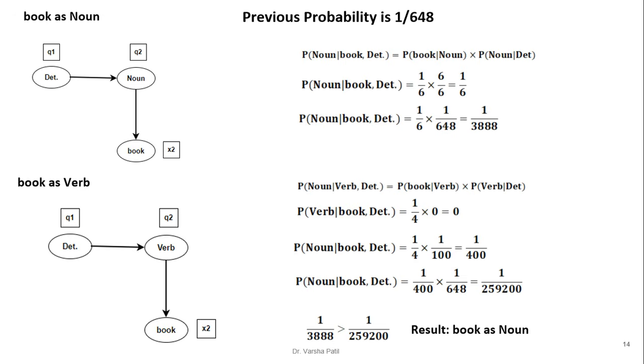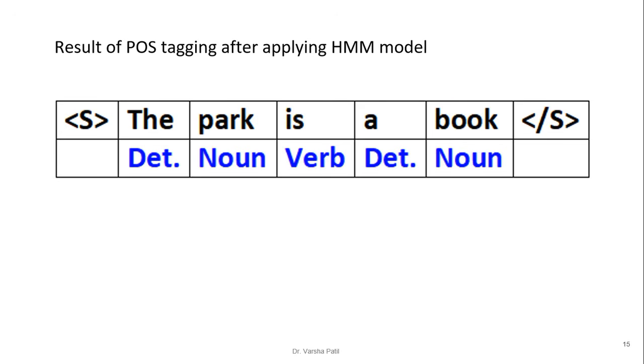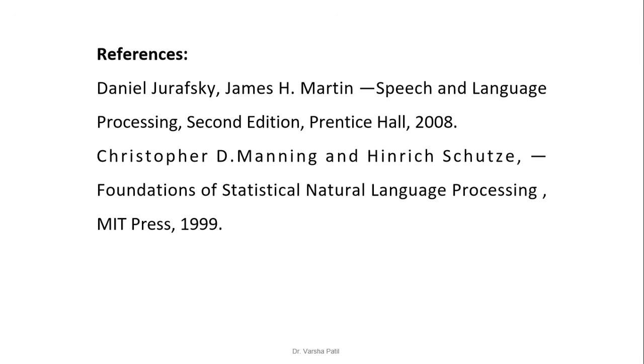So in this way we resolve the part of speech tag ambiguity. Now the result of the POS tagging after applying the HMM model is: the is determiner, park is noun, is verb, A is determiner and book is noun. So in this way we automatically assign a part of speech tag to each word. So this is nothing but a practice problem for the Viterbi algorithm.